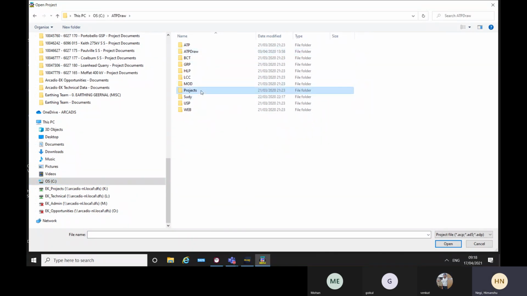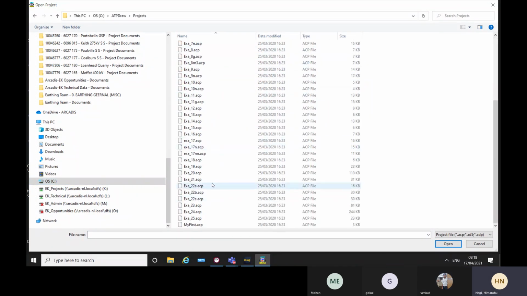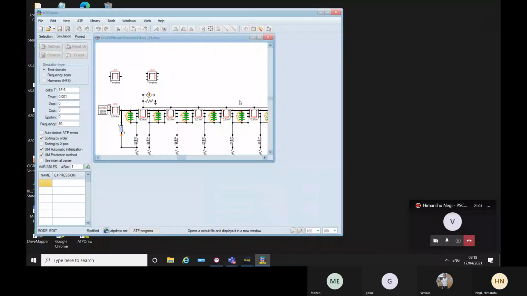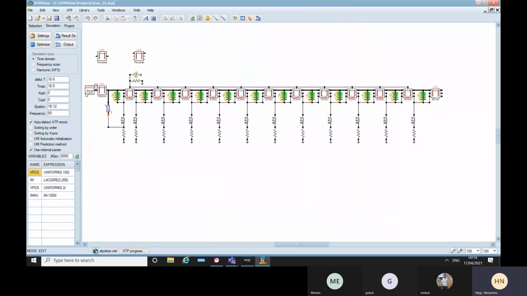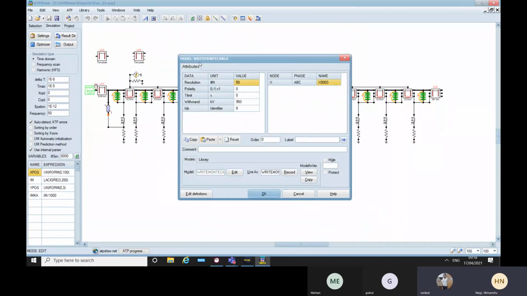ATP draw projects. I think it was example 20 or either of them. Yeah, I got the correct one. So this is how they modeled it, but here they got this option already, called Monte Carlo, right? I have no idea what this is, but I can go through the help later on and I will try to understand it.